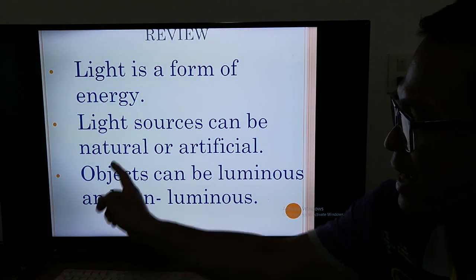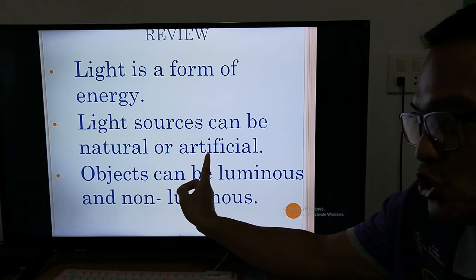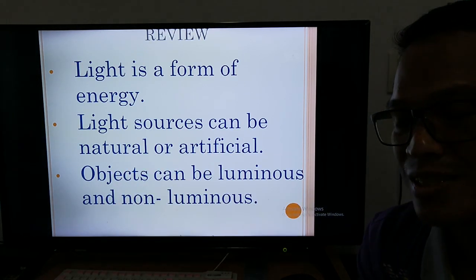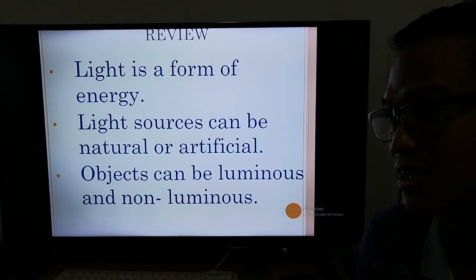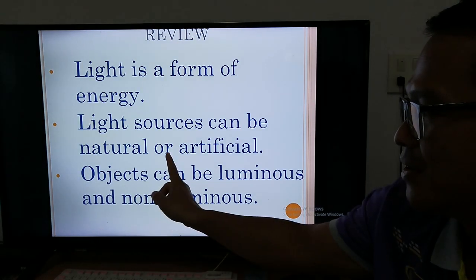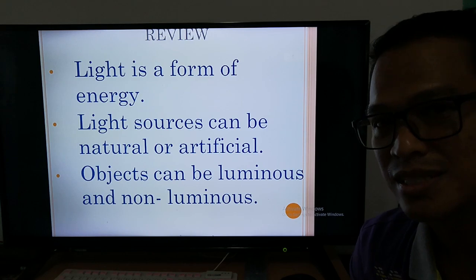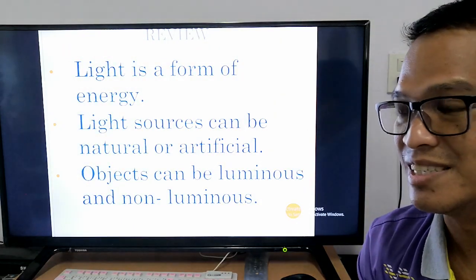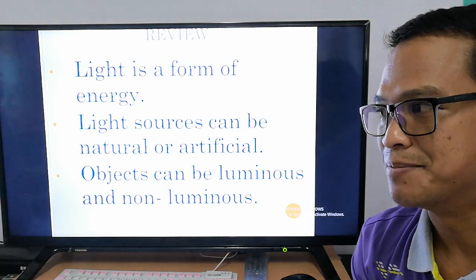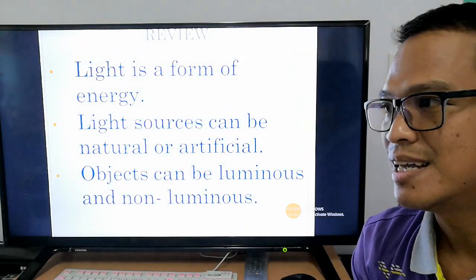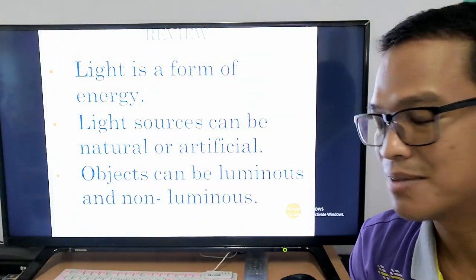Next, light sources can be natural or artificial. Natural light sources, our main examples of that, are the sun and the stars. Artificial light sources are also objects that emit light, but they need help from electricity, like a flashlight, a TV, or a stoplight.